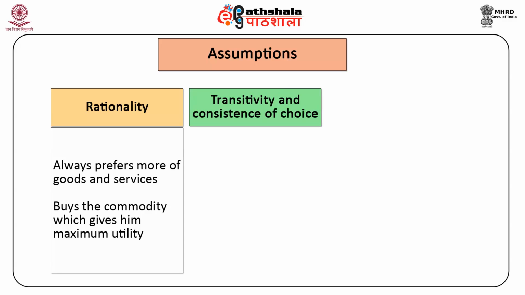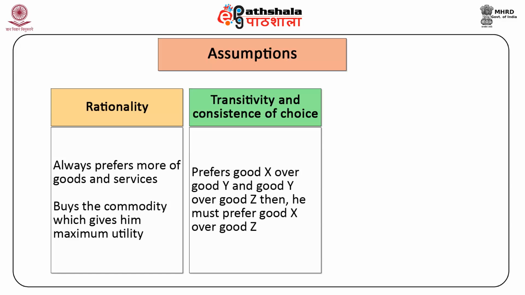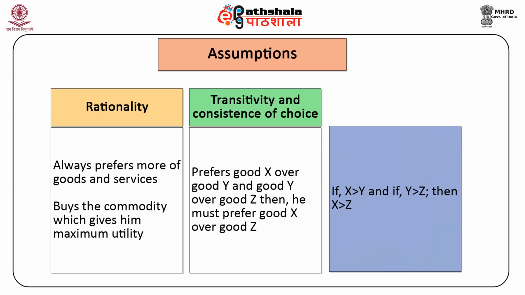Transitivity and consistence of choice. Consumer preferences are always transitive. That is, if a consumer prefers good X over good Y and the same consumer prefers good Y over good Z, then according to this assumption of transitivity, he must prefer good X over good Z also. If X is greater than Y, if Y is greater than Z, therefore X must be greater than Z.